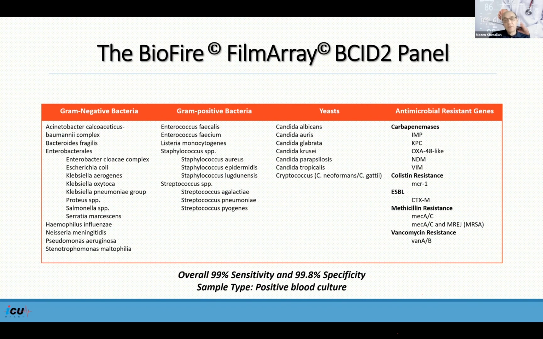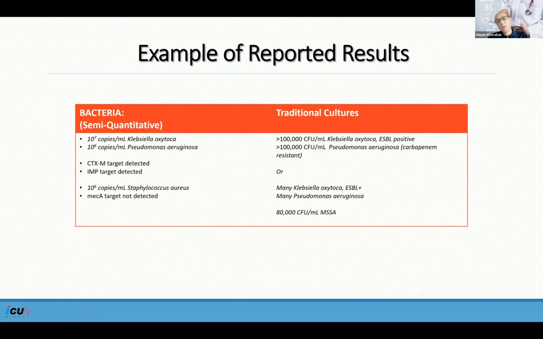So as you see, it's a wide spectrum of organisms, and again, this test would require that you incubate the blood first. When it turns positive, at that time you can detect these organisms quicker. And of course, if that test did not detect anything, that means the positive bacterial culture contains another organism, different from the ones you're targeting in this panel.